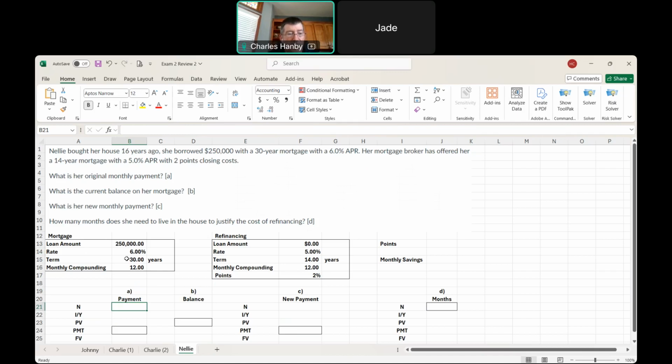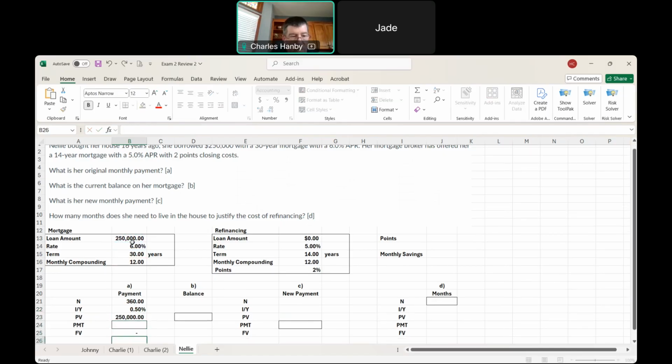So we've got the original information here, the $250,000 loan amount, the 6%, 30 years monthly compounding or monthly payments, however you want to look at it. So N is 30 years monthly or 360 months. So if you take out a 30-year mortgage and pay it for 30 years, you will make 360 payments. So the rate, we need a monthly rate. So 6 divided by 12 or 0.5%, just like on the previous problem. Then the PV is the loan amount. And then we're going to calculate the payment.